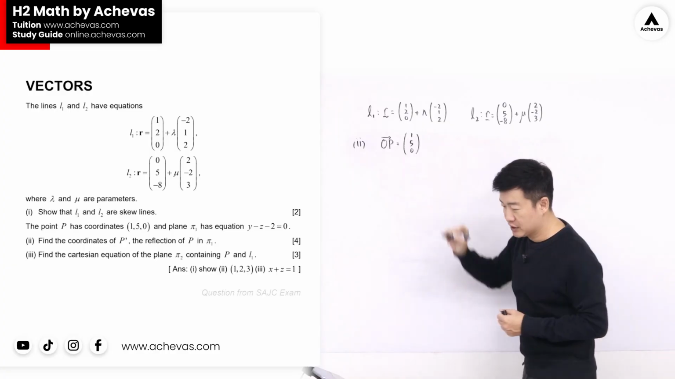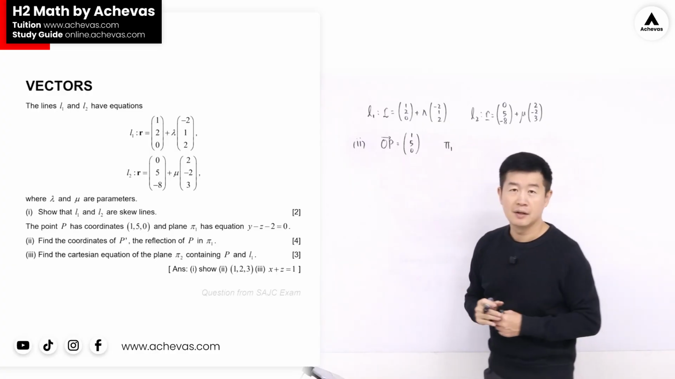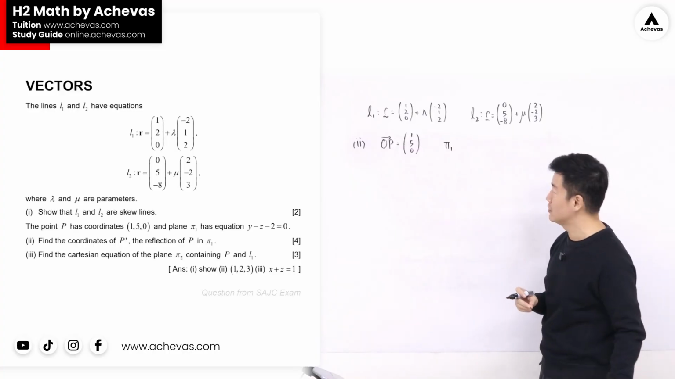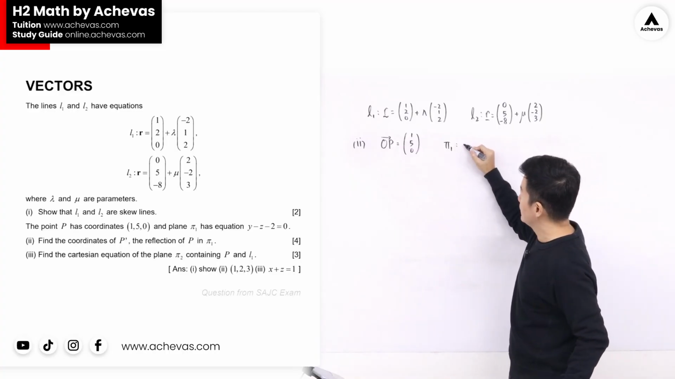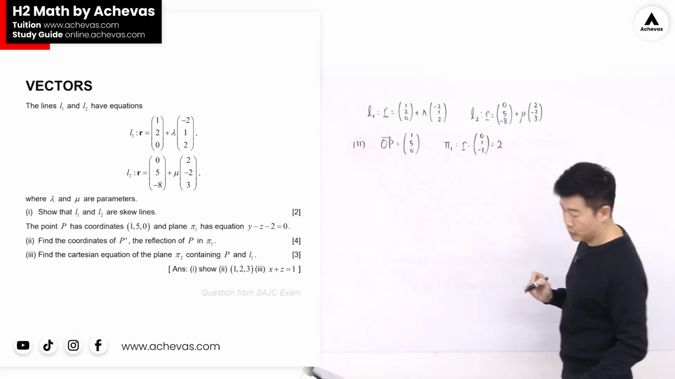And we are given the equation of the plane pi 1. We are given the equation in the Cartesian form. Let's rewrite it into the dot product form. It should be more useful for us. So rewriting this into the dot product form, it will be r dot 0, 1, minus 1. This is going to be equal to 2.